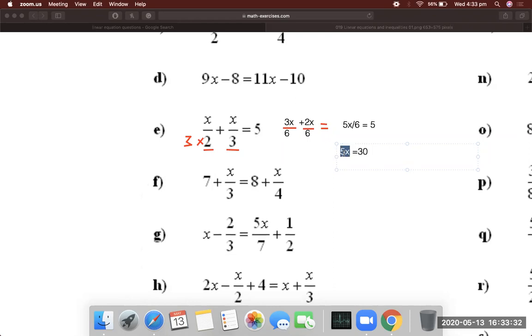Yeah, so it's 5 times x. To get rid of the 5, you divide by 5. Do you guys understand? Because 5 divided by 5 will just give you 1. And if you divide this side by 5, you have to divide this side by 5 as well. What's 30 divided by 5 equal to? 6. Yep, easy. So 1x is equal to 6. Do you guys understand?